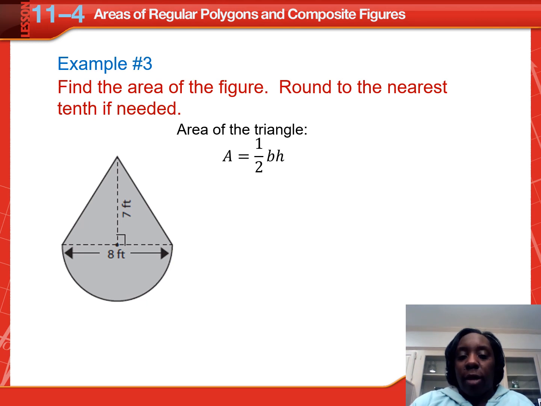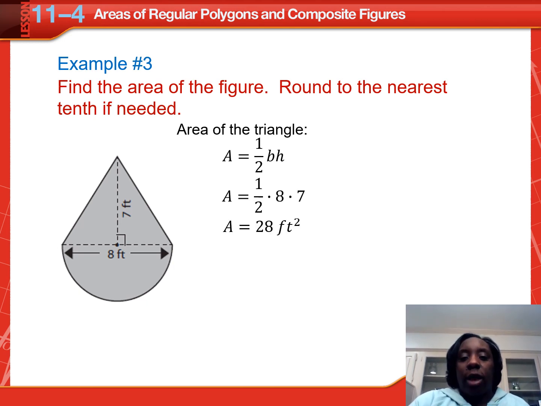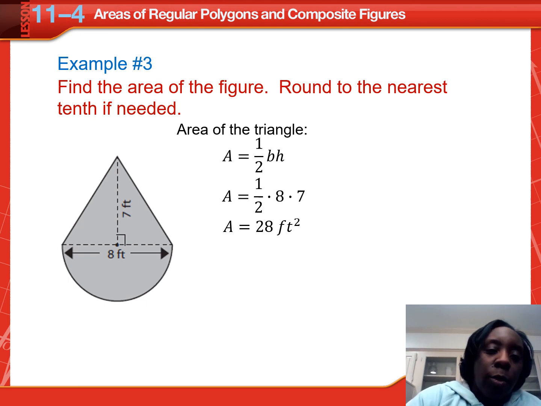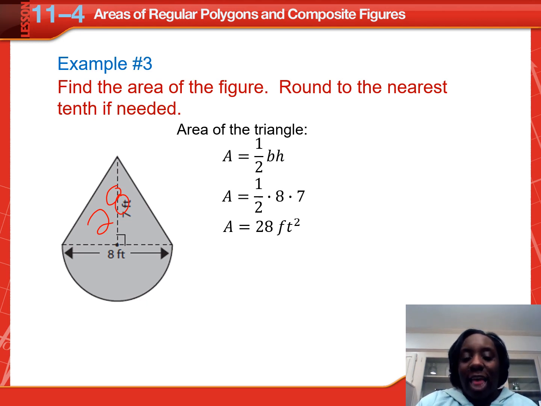So for the area of my triangle, we know that it's 1/2 base times height. And what's so easy is I can clearly see what my base and my height are. So I do 8 times 7, I take half of it, and I get 28 feet. So I know that my triangle has an area of 28 feet squared.